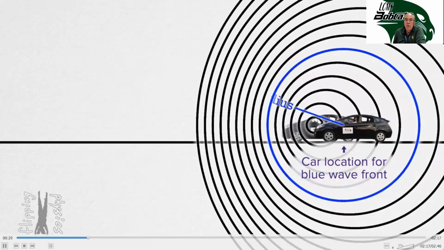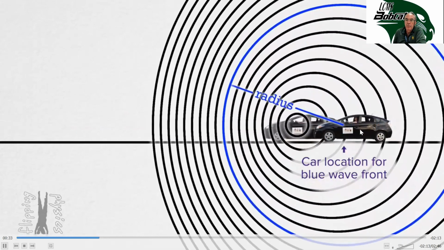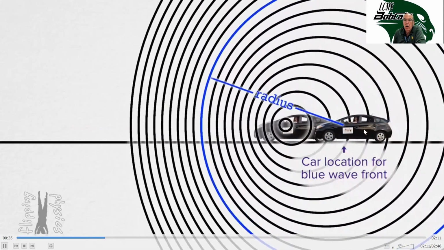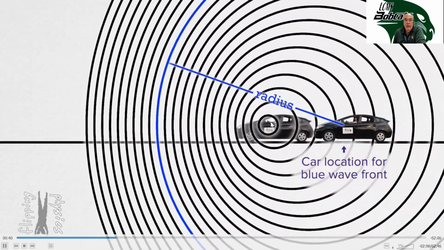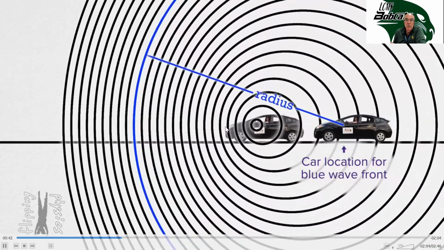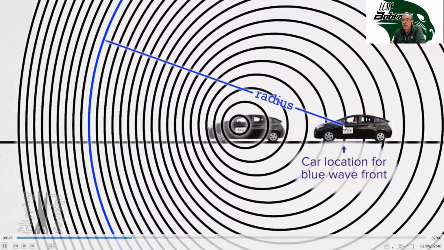So here again, we see the car is letting out these sound waves, and this is the blue one that represents where the sound would be if the car was still. But because it's not still, when it lets out these sound waves, here it drives closer to the wave that it let out before, and here it's driving away.